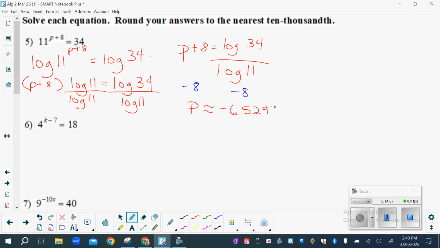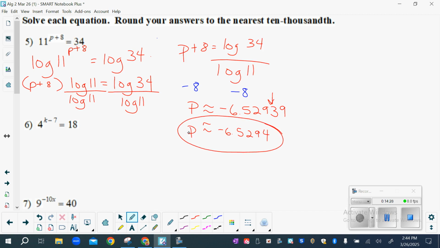I think I got the answer. Okay, so this one, it's negative 6.52939. Do we round up or down? This number 9 is above 5, so we round up. Negative 6.5294. Does that make sense?